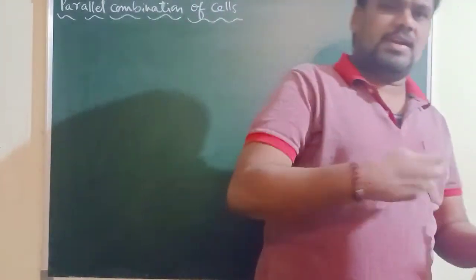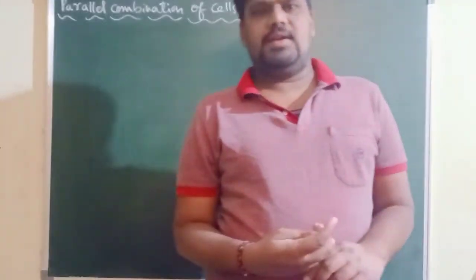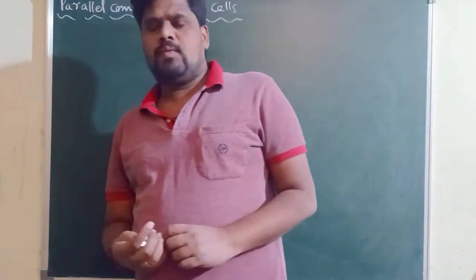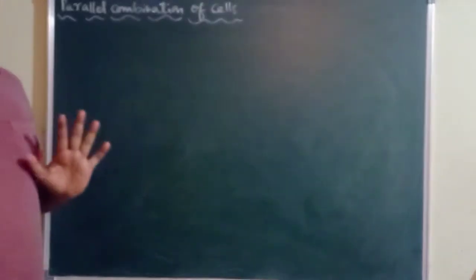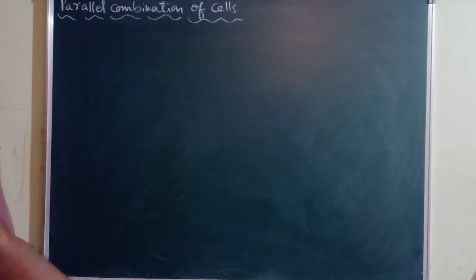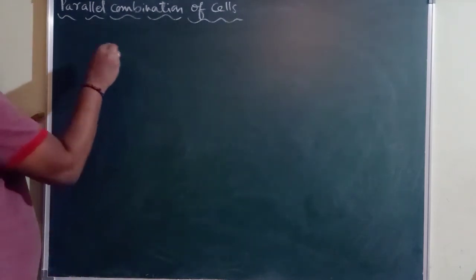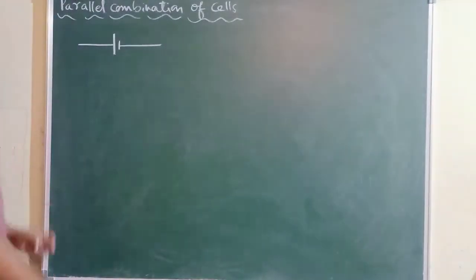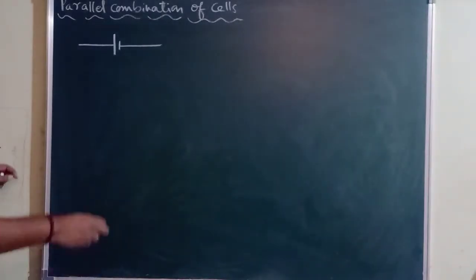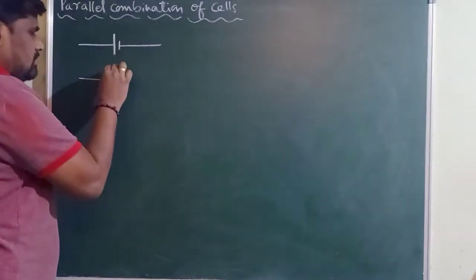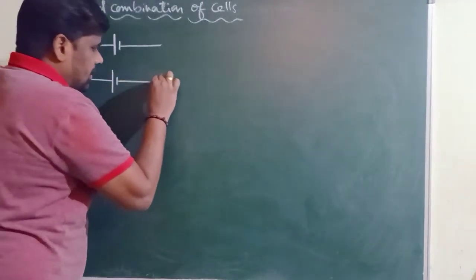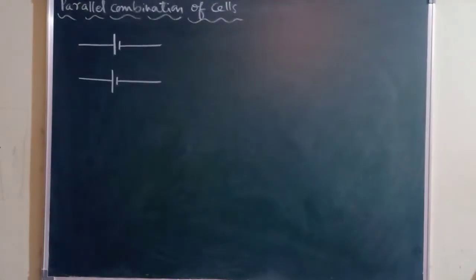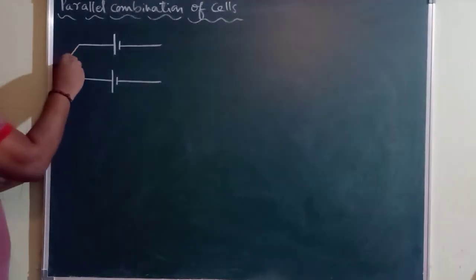In the examination, generally the question will be asked like this: derive an expression for equivalent EMF and equivalent internal resistance when two cells are connected in parallel. So let us take an example of two cells here. This is the first cell of EMF E1 and internal resistance R1. This is the second cell of EMF E2 and internal resistance R2. And these two cells are connected in parallel.